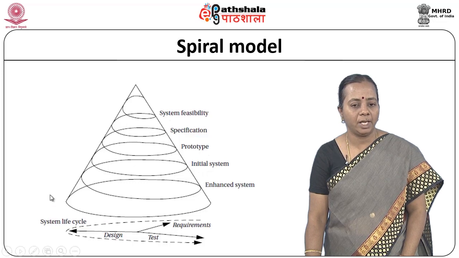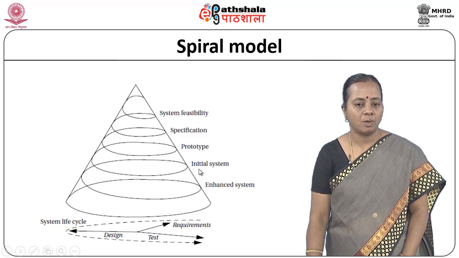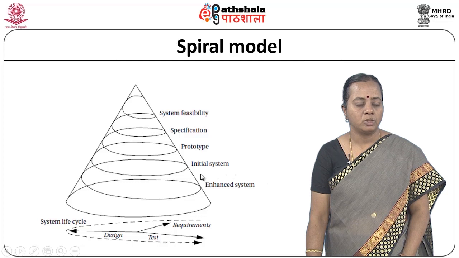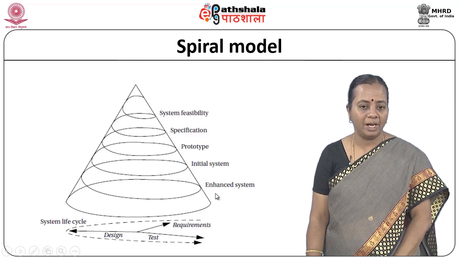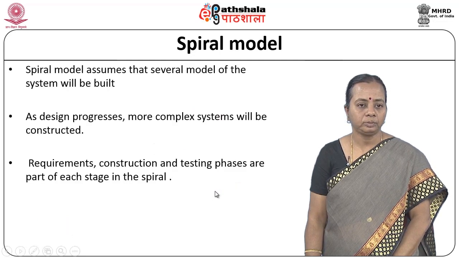We will be doing it again and again, so that the prototype is first done, then it is enhanced to an initial system, then if some problems are there, those also are rectified, and we go ahead with the enhanced system. So it gives you a hand to improve the system from the prototype to the enhanced system. So this spiral model assumes several models of the system will be built.